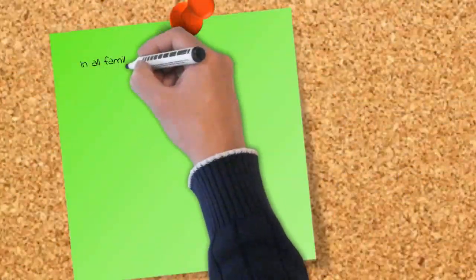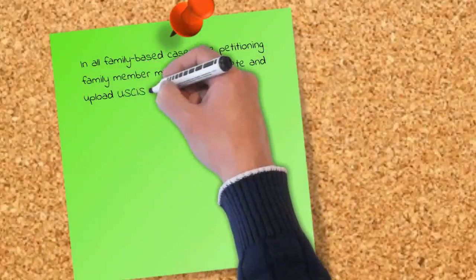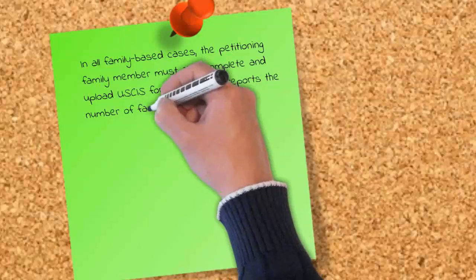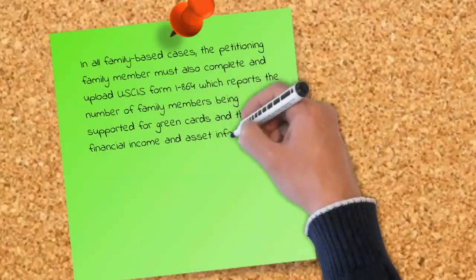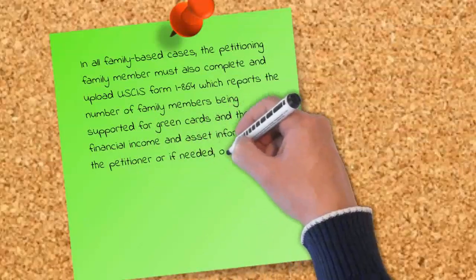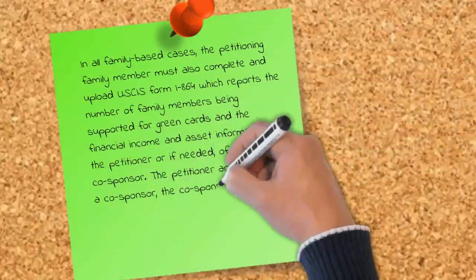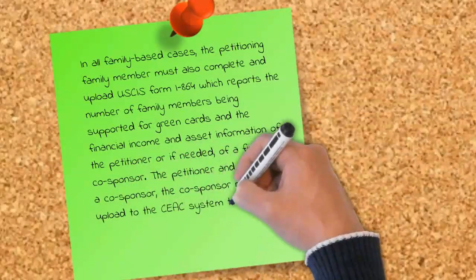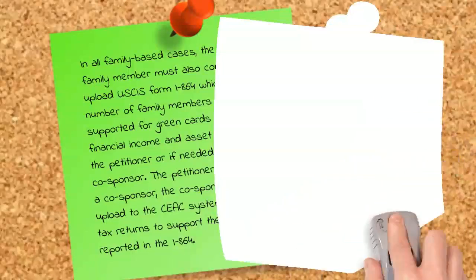In all family-based cases, the petitioning family member must also complete and upload USCIS Form I-864, which reports the number of family members being supported for green cards, and the financial income and asset information of the petitioner, or if needed, of a financial co-sponsor. The petitioner, and if there is a co-sponsor, the co-sponsor must also upload to the CEAC system their income tax returns to support the income reported in the I-864.